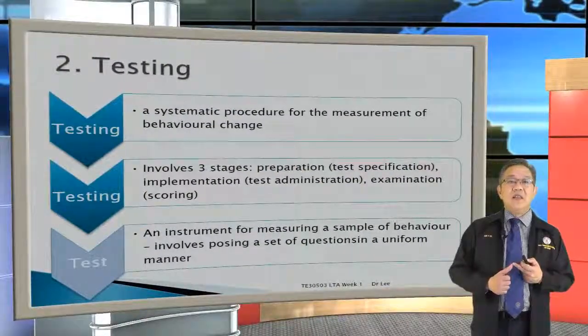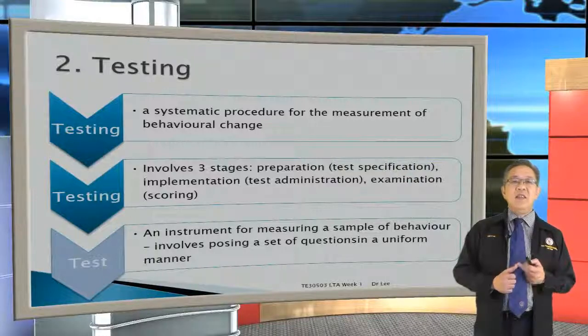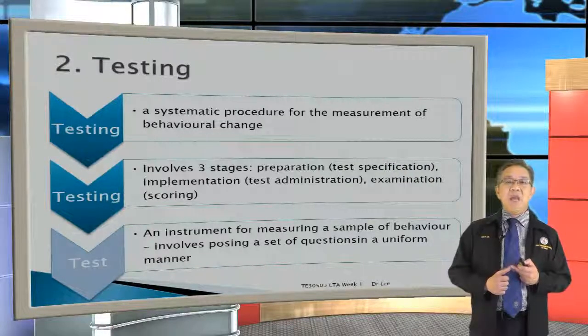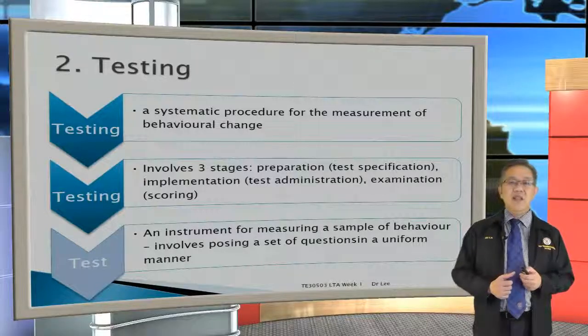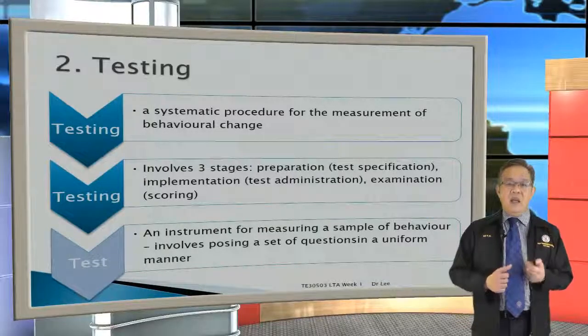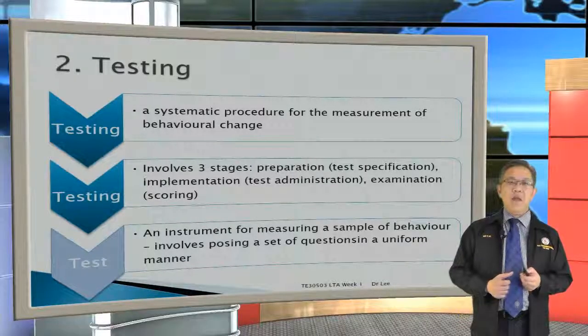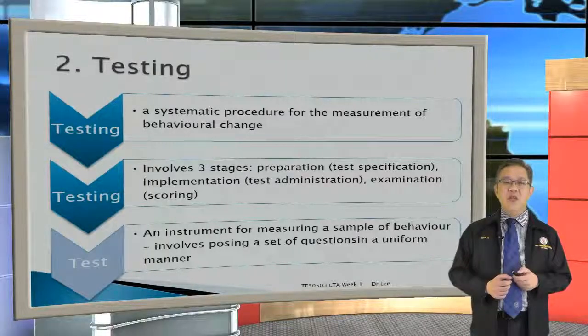Secondly, testing. Testing is basically a systematic procedure for the measurement of behavioral change. And testing typically involves three stages: preparation, which involves a form of test specification; implementation, where one administers the test; and examination, where you do the scoring. Whereas a test is simply known as an instrument for measuring a sample of behavior, and it involves posing a set of questions in a uniform manner.